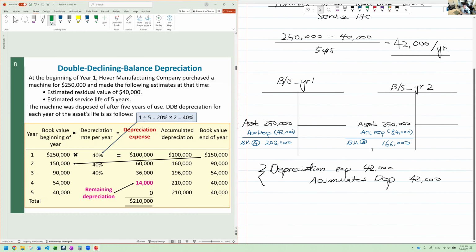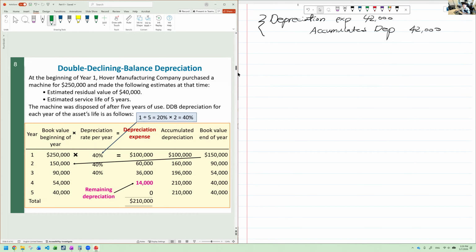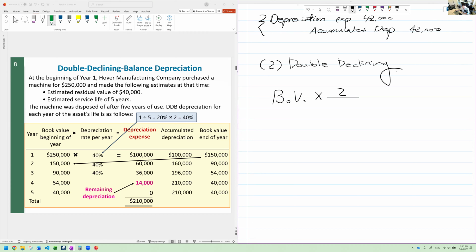Number two, double declining method. Let me first provide you with the formula. So the formula is you take the book value of the asset, and then since it is double, we're going to multiply it by 2 in the numerator, and then divide it by service life. So this is the formula for double declining depreciation method.